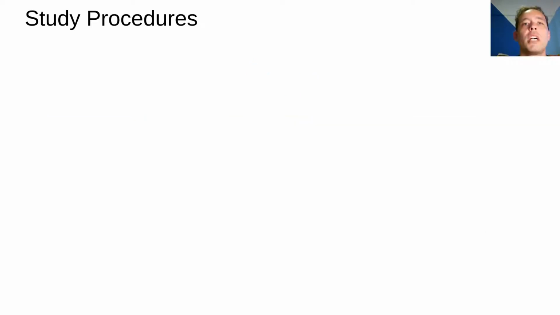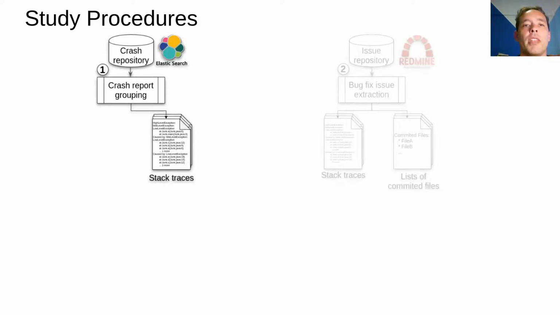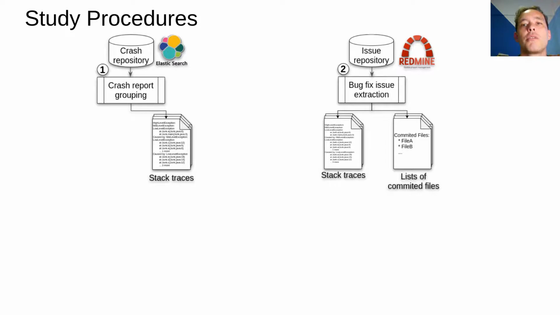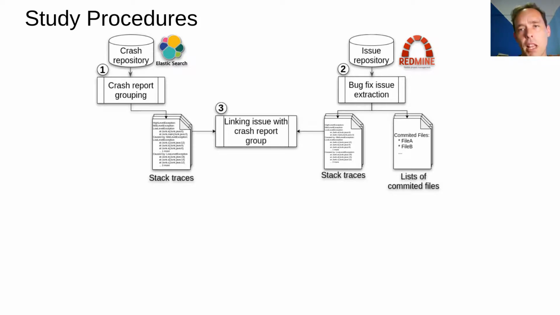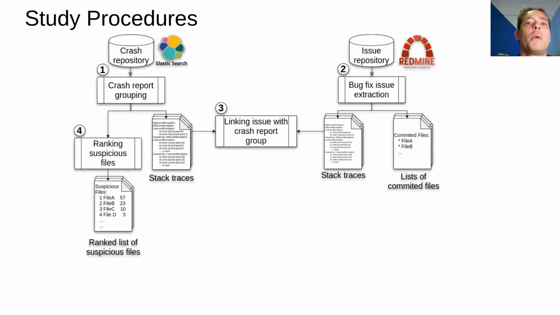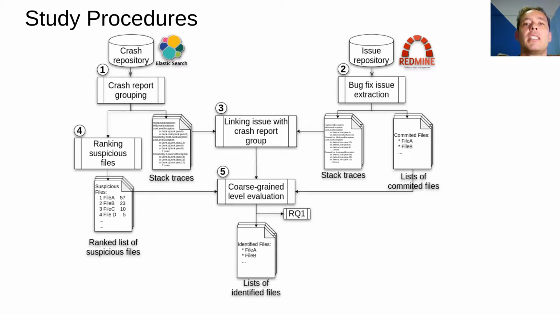So, what we did to answer research question 1? We collected crash reports from Elasticsearch during 8 months and we clustered the crash reports using our approach. We queried the resolved bug fix issues from Redmine in the same period, collecting those that had some stack trace reported and Git merge request information. We link crash report groups to issues by similarity of stack traces. We ranked the suspicious files for each crash report group linked to a bug fix issue. Finally, we compared the ranked list of suspicious files with the list of committed files.